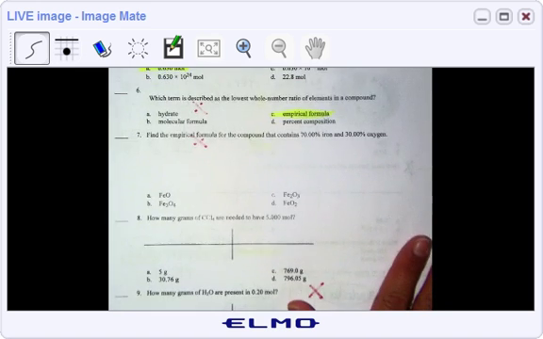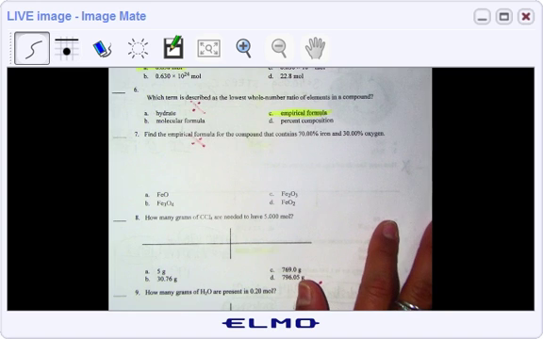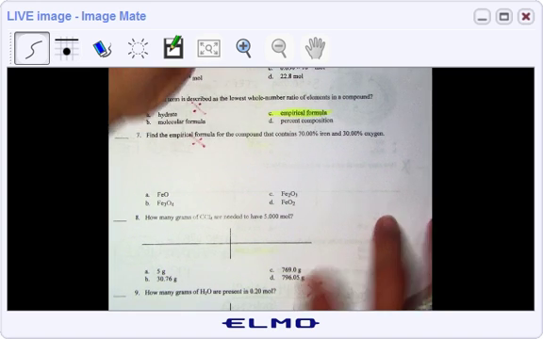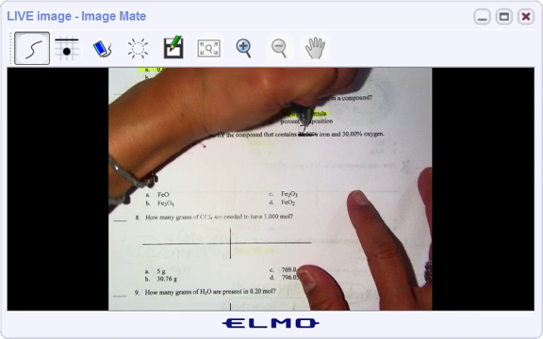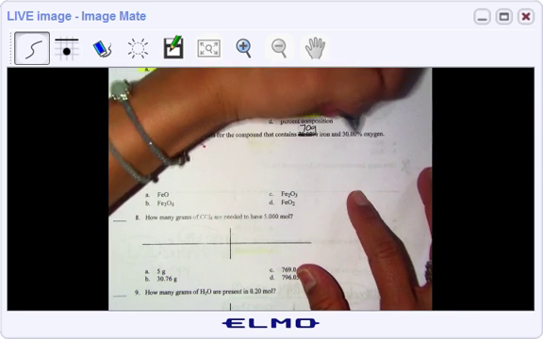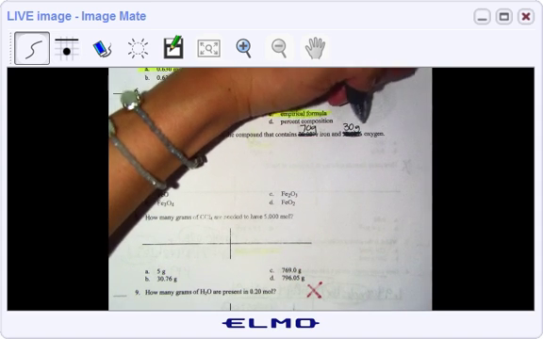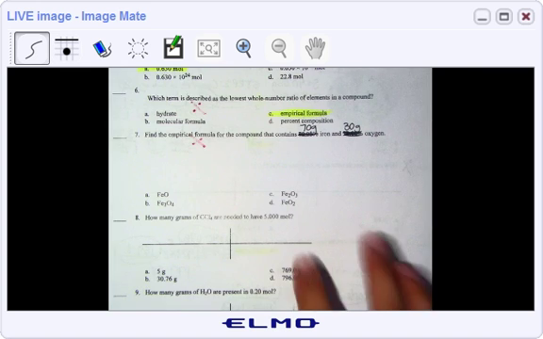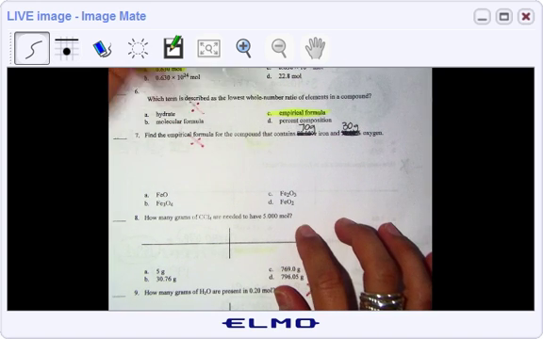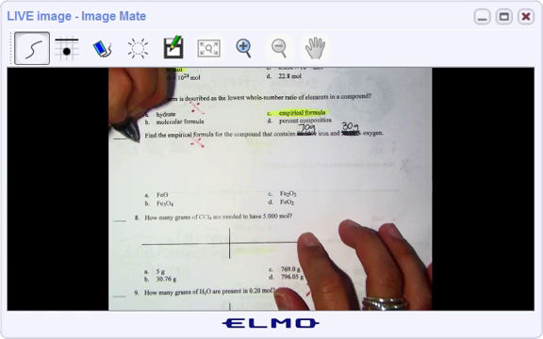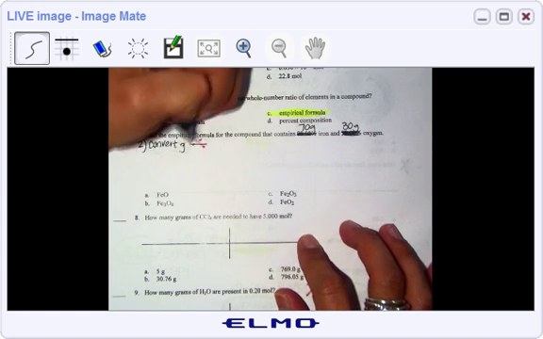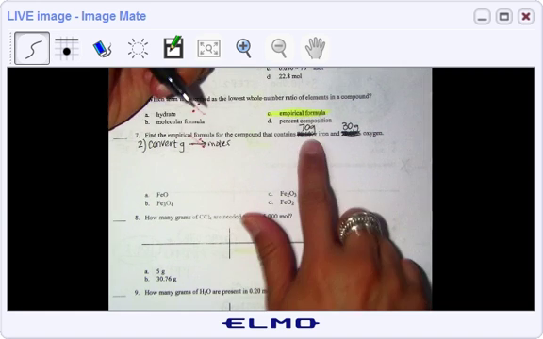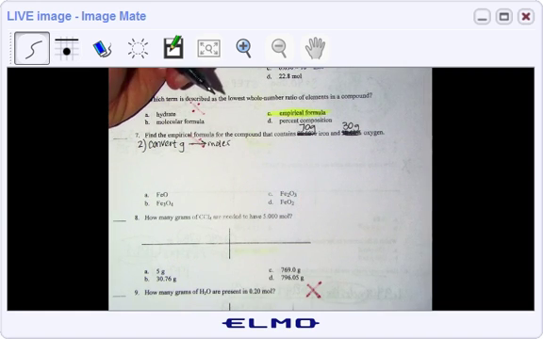Number 7. Again, finding the empirical formulas takes a little bit of time, so let's knock this out. I'm already going to change these. It's not 70% iron. It's 70 grams of iron. It's 30 grams of oxygen. So I already did step 1. I converted the percent to grams. Step 2 is convert the grams to moles. We have grams. We're going to change that to moles.